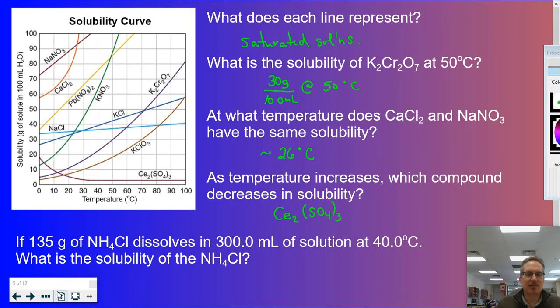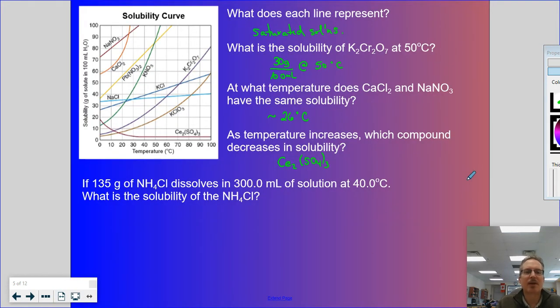Okay, our last one, and I'm going to give us a little bit more paper room. If 135 grams of ammonium chloride dissolves in 300 milliliters of solution at 40 degrees Celsius, what is the solubility of NH4Cl? Okay, so we know 135 grams dissolves in 300 milliliters. So what we're trying to figure out is how much then is going to dissolve in 100 milliliters. Because remember, solubility is always the amount of solute dissolved in 100 milliliters of solution.